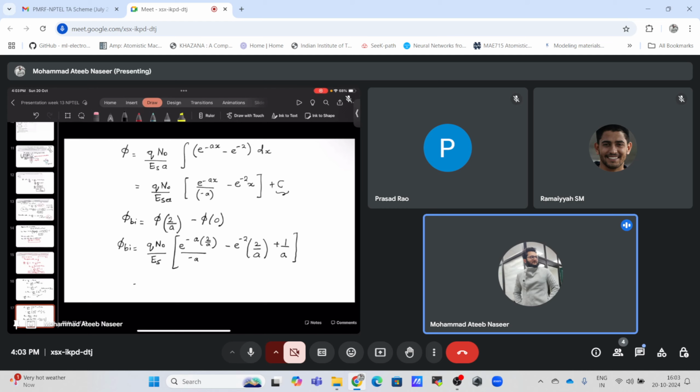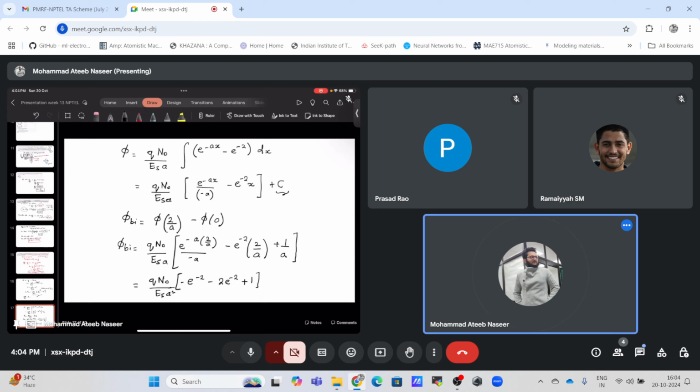Okay, so it is simply q times n naught epsilon s a square, e to the power of minus 2 minus 2 times e to the power of minus 2 plus 1. So it is 1 minus 3 e to the power of minus 2. So it is e to the power of minus 3 times 3 minus 1.85.